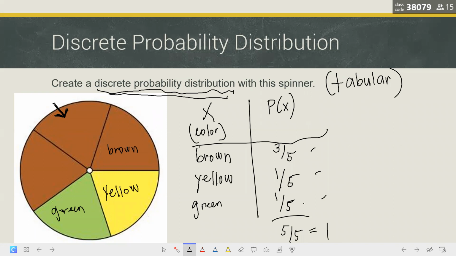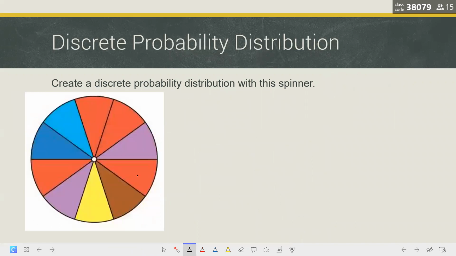Nakuha, class? Yes, sir. Yes po. Okay. Hindi ko na papagawa tong isa. Ayan. So, ganun din yan. Same concept na nung nauna, mas maraming kulay lang.